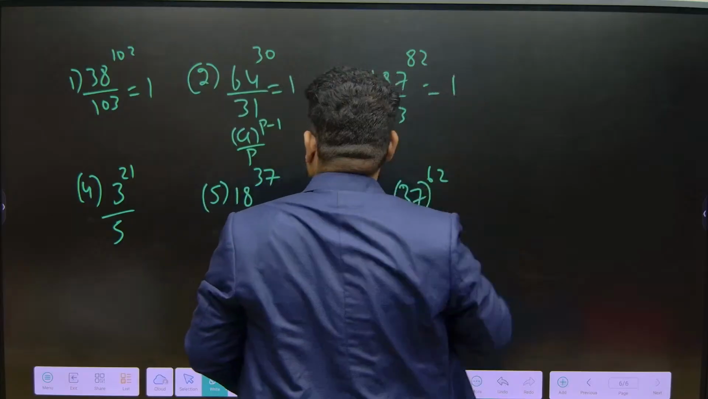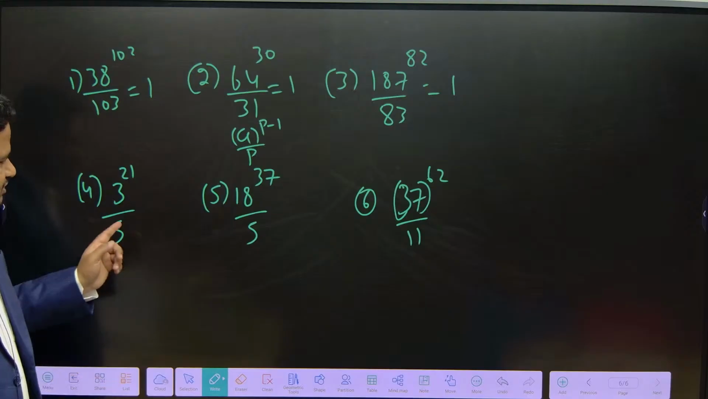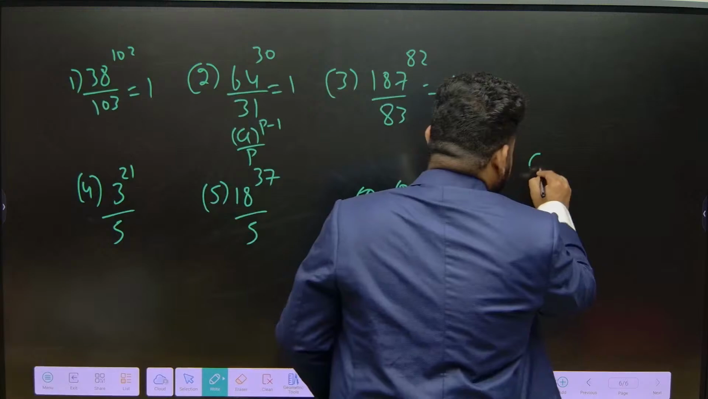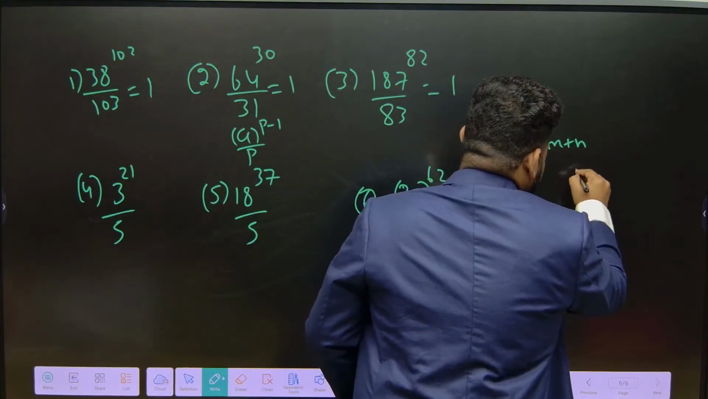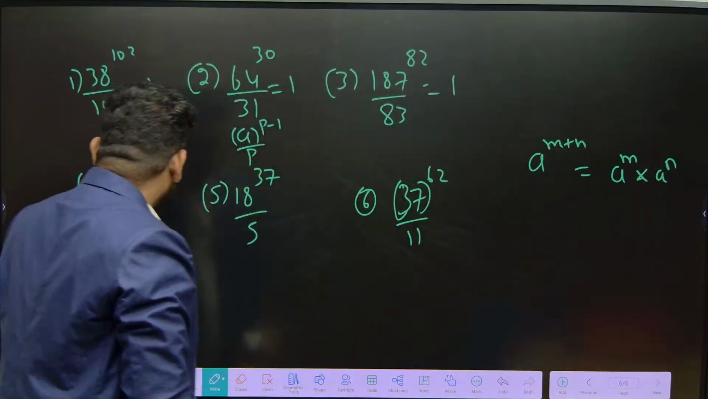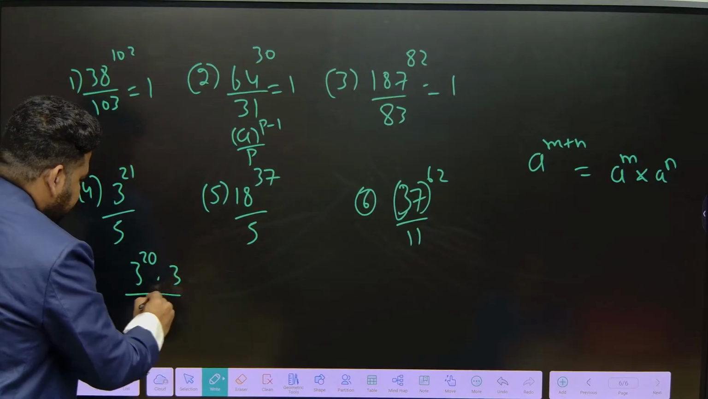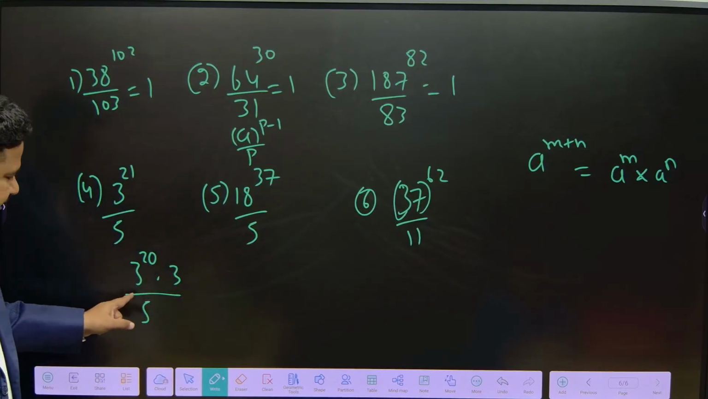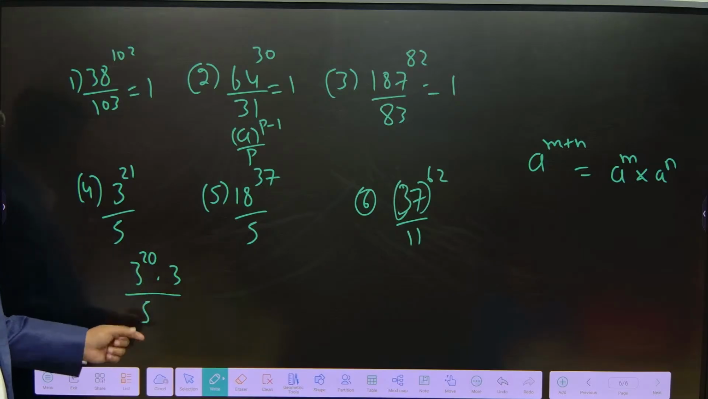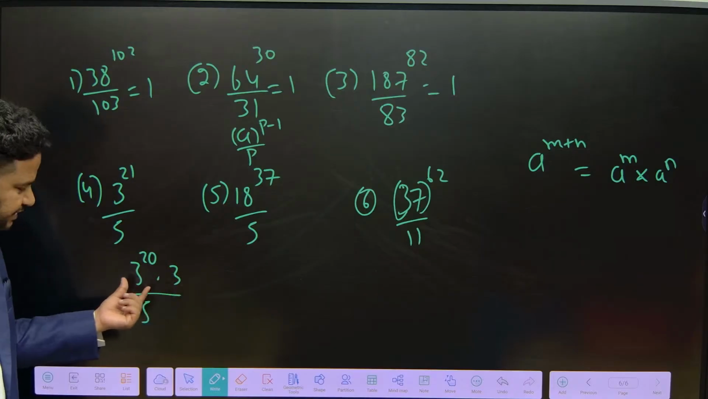Now see here, 3 power 21 by 5. How can this be written? Observe here, a to the power of m plus n can be written as a to the power of m into a to the power of n. Similarly, 3 power 21 can be written as 3 power 20 into 3 divided by 5. Very important: 20 plus 1 is 21, so I have split it as 3 power 20 into 3 divided by 5.